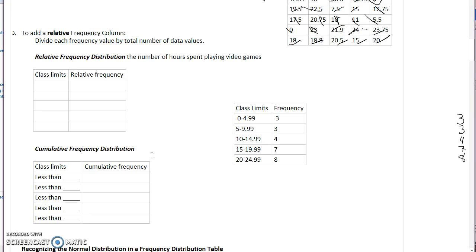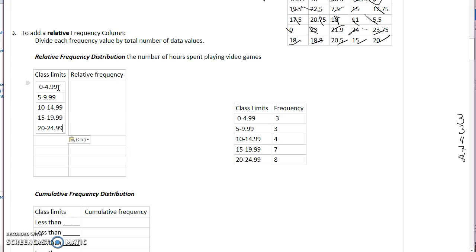So, first, let's talk about what a relative frequency distribution is. It's going to be the same left-hand side class limits, but where I see relative frequency, what you can think of is percentages. Like I said before, we are going to have the same left-hand side.